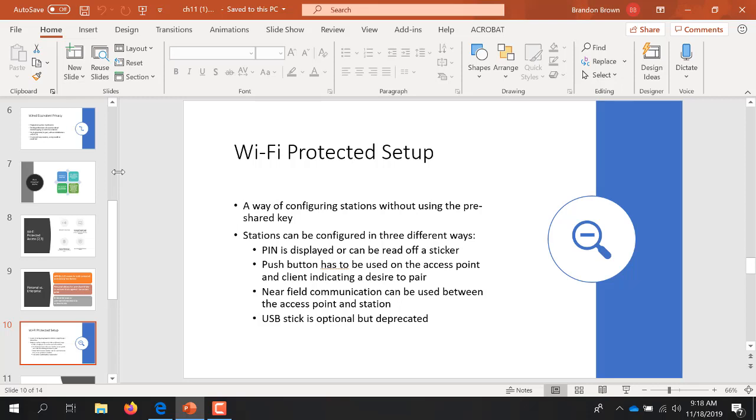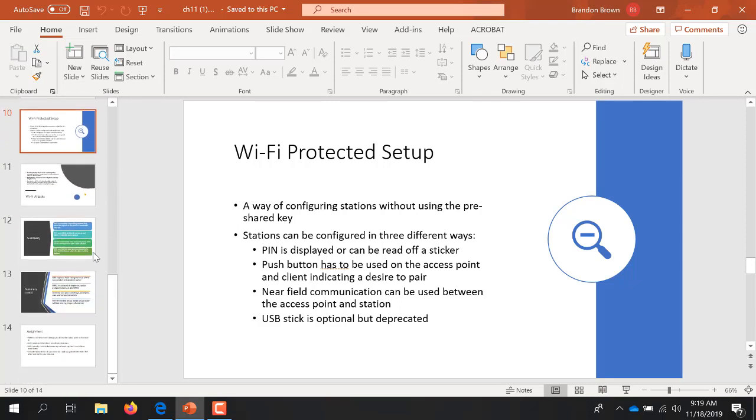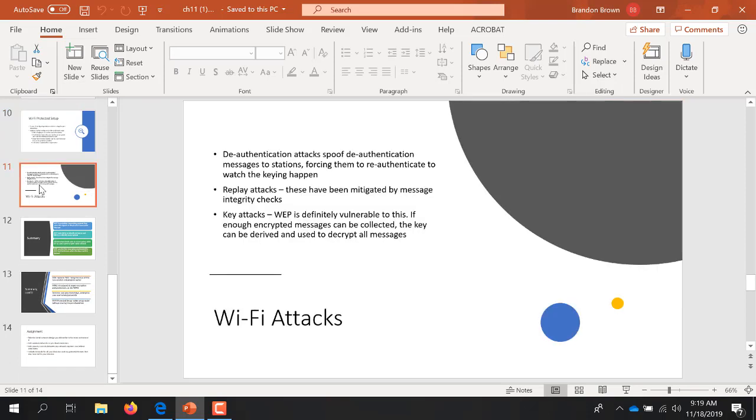Near-field communication can also be used between access point and station. This is more like an RFID. It's a little bit more secure because it's very, very short range. And since it is short range, an attacker has to be in very close proximity. And then you have a USB stick, which is optional but deprecated for a lot of devices because it's really easy to copy a USB stick. So WPS has a lot of flaws in its deployment mechanism and schema.